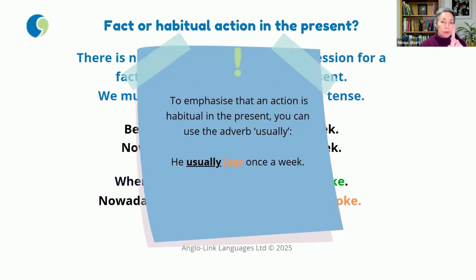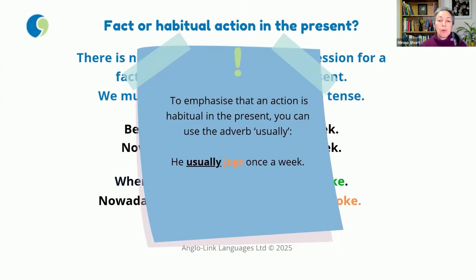Now I need to mention one thing, and that is if you want to emphasize that an action is habitual, you can use the adverb usually. You can say he usually jogs once a week. That was a little point I forgot to mention.